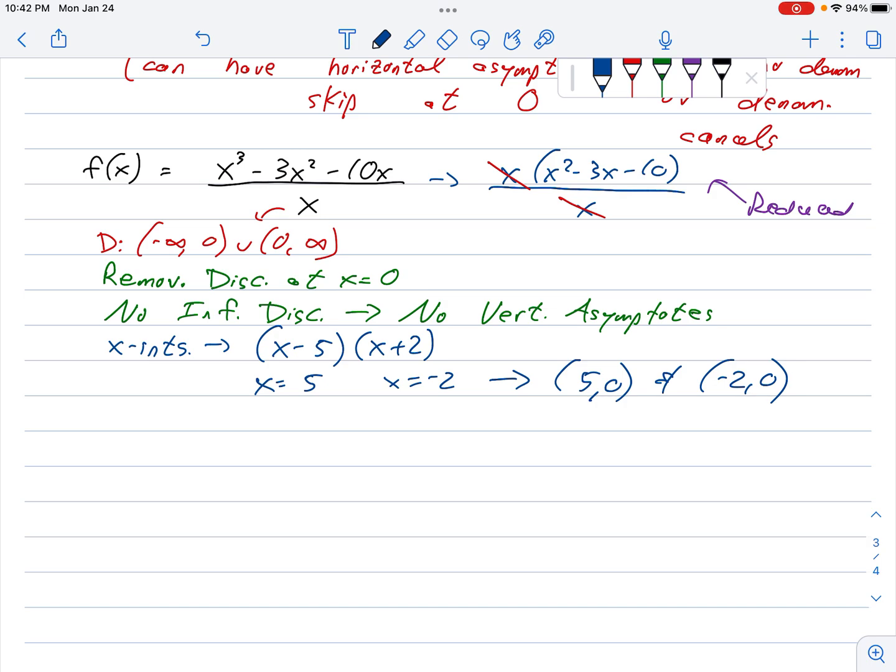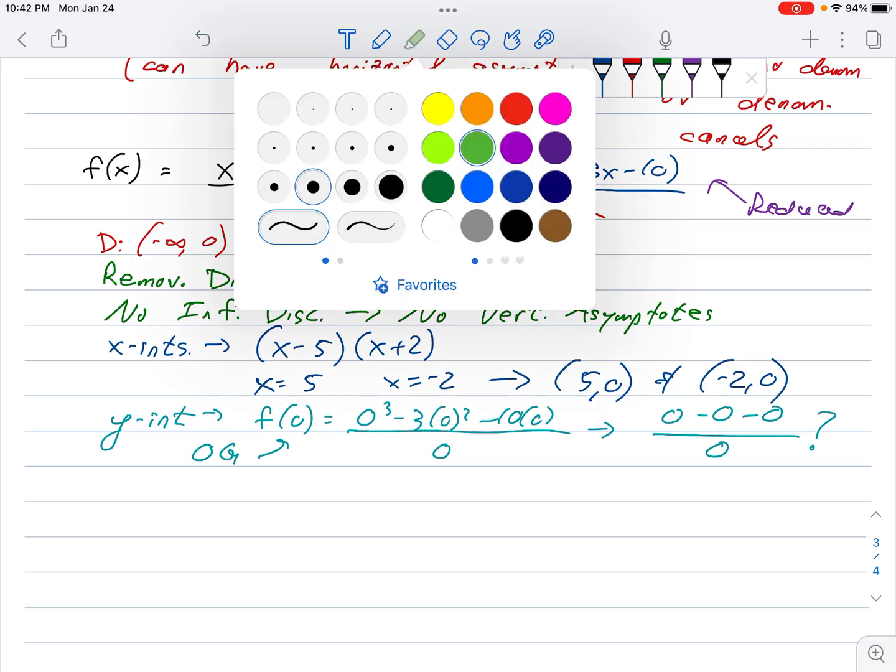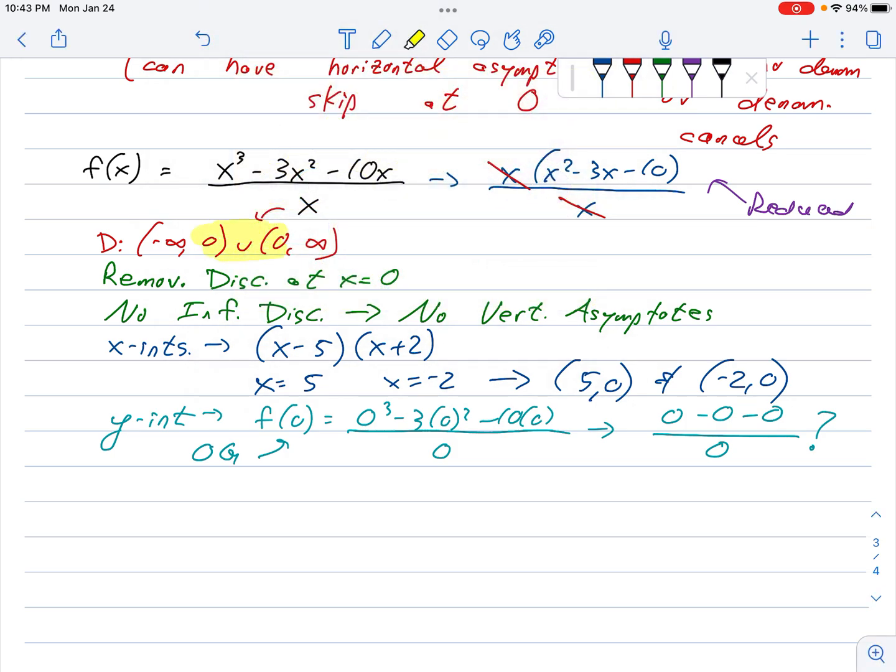What about my y-intercept? Sometimes I do this in a different color to make it stand out. For my y-intercept, I'm going to plug in 0 into my original function: 0 cubed minus 3 times 0 squared minus 10 times 0, all over 0. And then I look at this and go, wait a second, I got 0 minus 0 minus 0 all over 0. What is going on here? I don't understand what's happening. I can't use 0. I already said that.